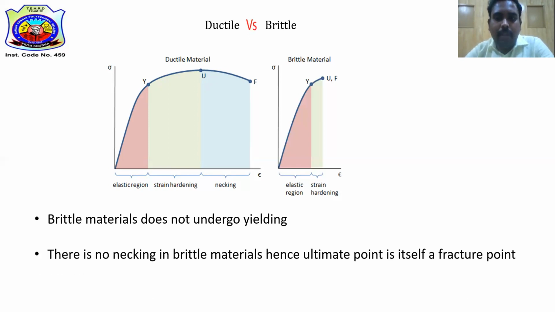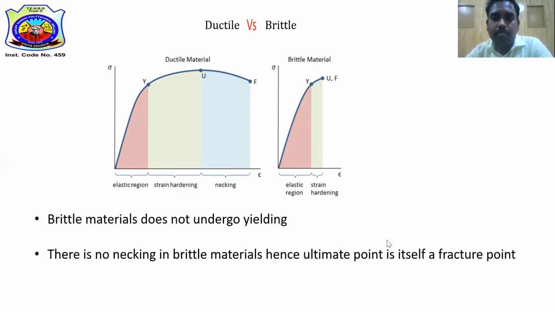And in the case of ductile materials, there is a process called necking. Whereas in brittle materials, there is no necking, because necking takes place between the ultimate point and the fracture point. In brittle materials, the ultimate point itself is the fracture point, so there is no process called necking. This is a very important difference: ductile materials have necking, whereas brittle materials do not undergo necking.